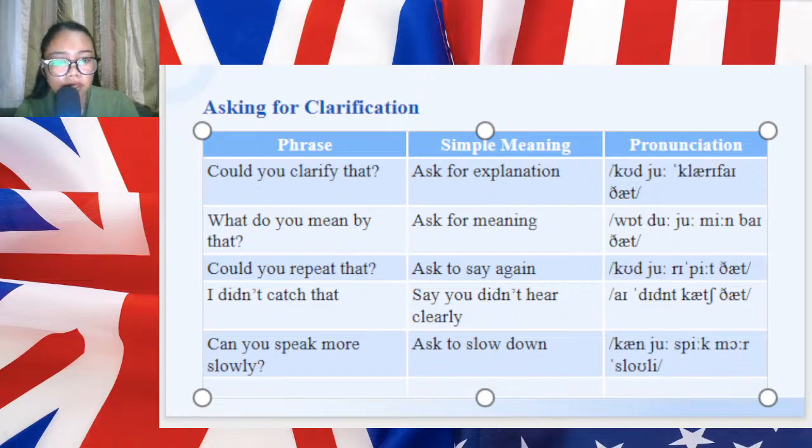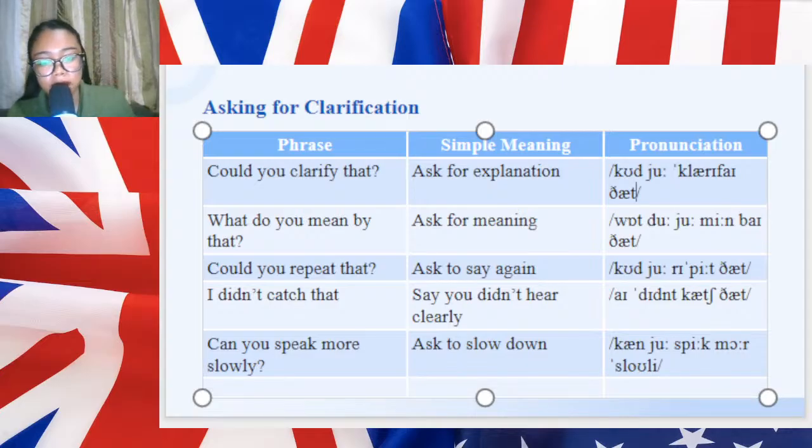Third, could you repeat that? Could you repeat that? This is asking to say the sentence or the phrase or the thought again. It is a polite and standard request for the speaker to say something again, usually because you didn't hear or understand it the first time. This is a very common and generally acceptable way to ask for a repetition, basically. It acknowledges that you might have missed something without blaming the speaker.